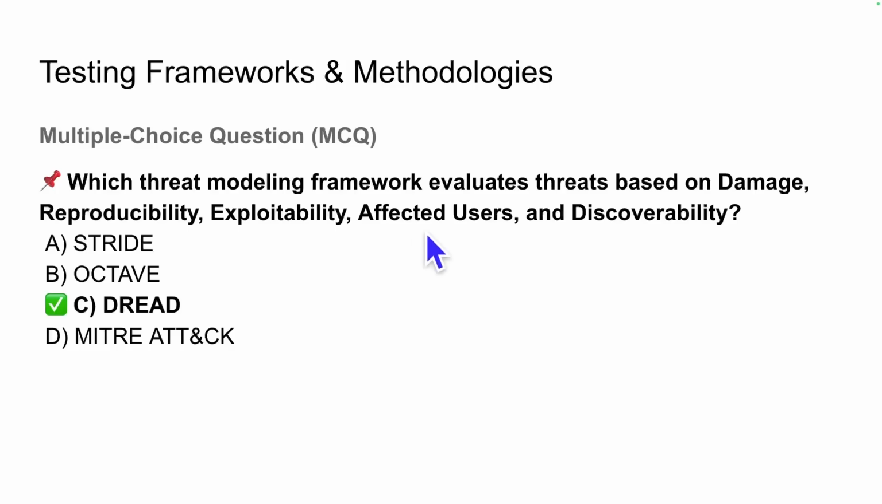How many users are affected, and how easy is it for them to discover us or for us to discover them? So if you see something that says we want a threat modeling framework to look at the number of affected users, or we want a threat modeling framework to look at how reproducible a specific attack is, you can narrow down by understanding that DREAD stands for damage, and so on. If you know what these things stand for, then you'll be able to understand that they're talking about this specific model, so this can connect to be the answer.